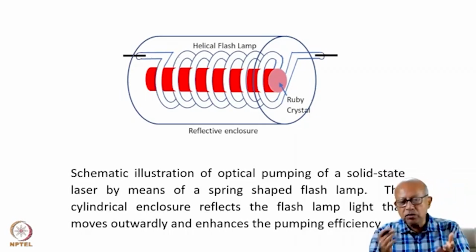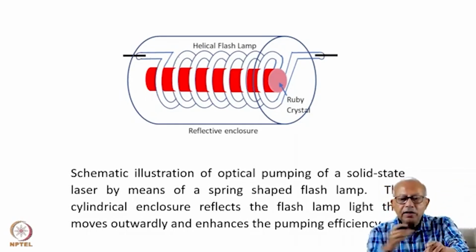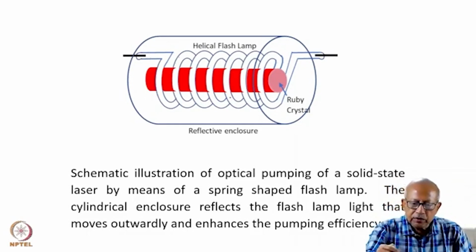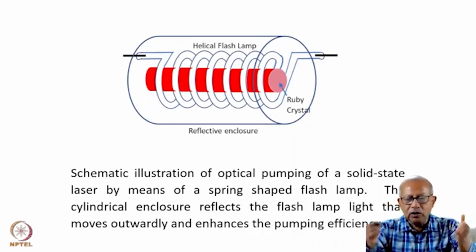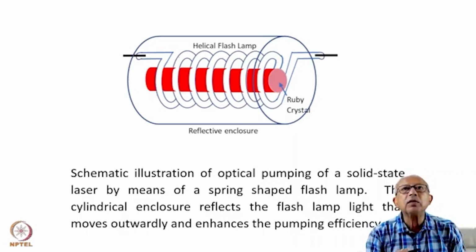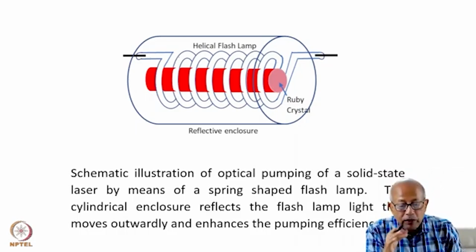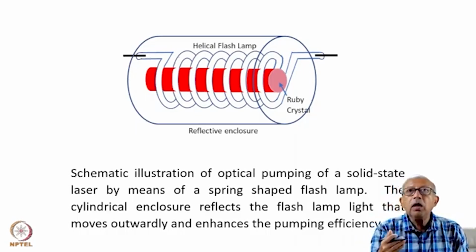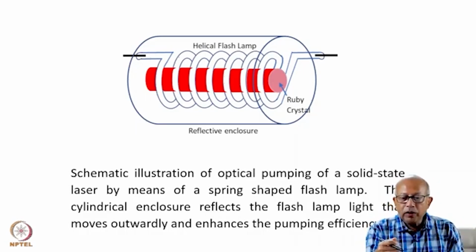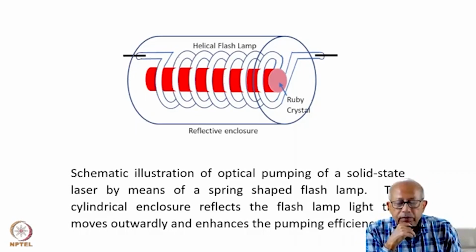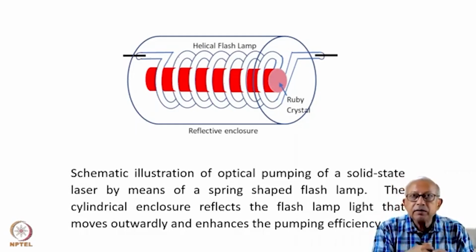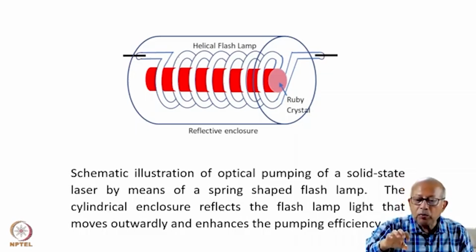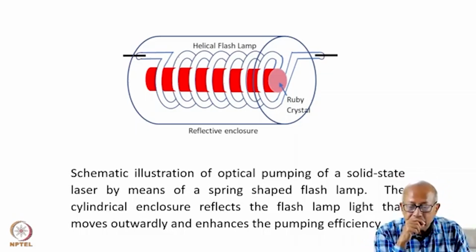A fluorescent light source, as you know, is basically a discharge tube, which here is in spiral shape, and you apply voltage, and it works just the way fluorescent light works. We are now familiar with it, so I won't again describe the working of a flash lamp. So you basically use a helical or spring-shaped flash lamp and place your lasing medium, which you want to pump, at the center of it. For a helical flash lamp, it will be the center of the helix.